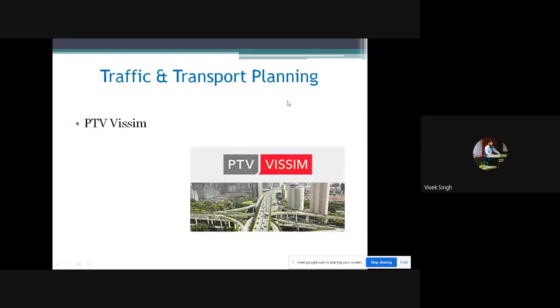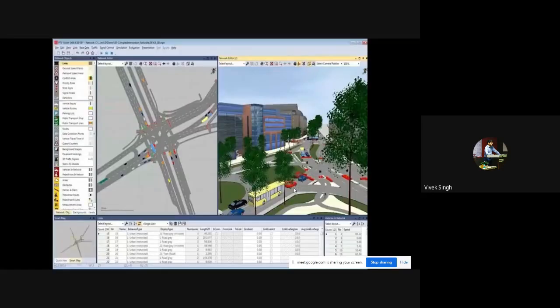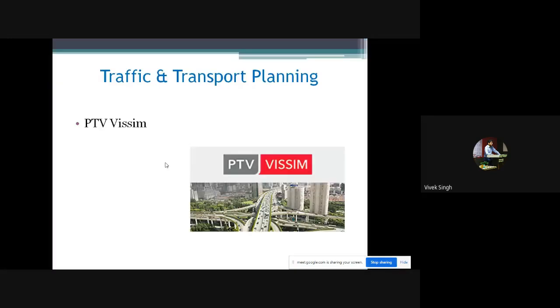For traffic and transport planning, we have PTV Vissim, and PTV Vissim can be used for signal designing, traffic flow study, simulations, and all that. Traffic simulations you can do using PTV Vissim. If you want to design a traffic signal, or check the behavior of an intersection, how the traffic flow is happening, for that you can use PTV Vissim.